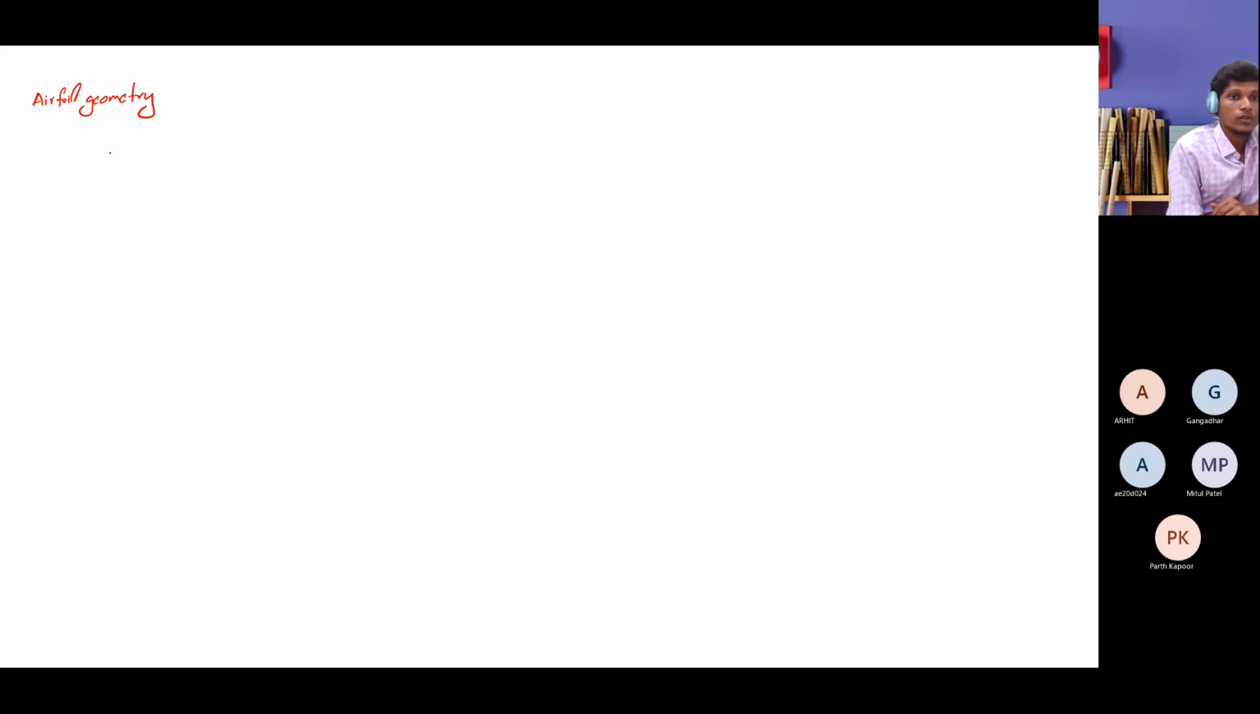In this airfoil geometry, I will first draw a symmetric airfoil. This is all you know, but maybe some conceptual mathematics can help you in future problem solving. And this is the cambered aerofoil.